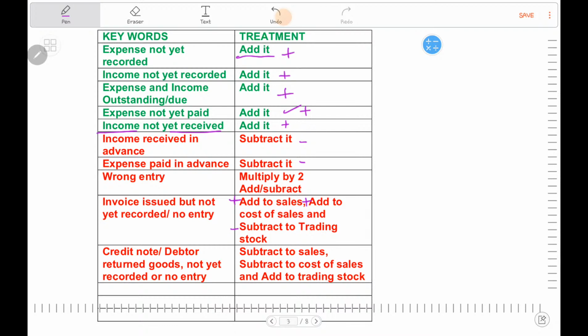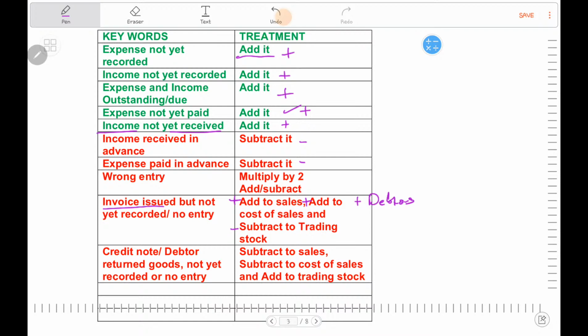But then be careful, if maybe they are talking about the invoice issued, then obviously even the debtors control is going to increase. Then you are going to use the amount to adjust for the provision for bad debts.